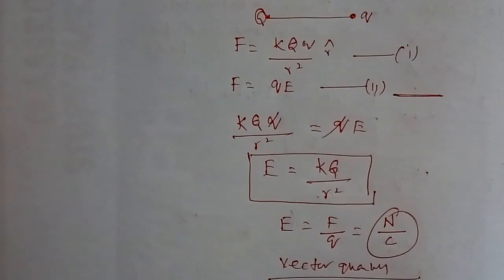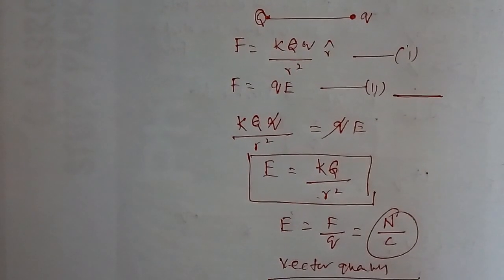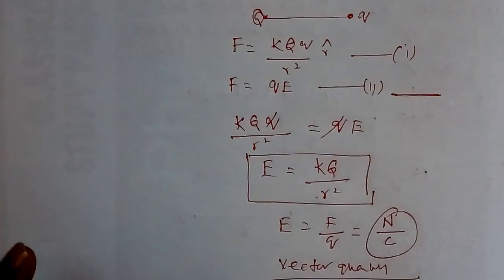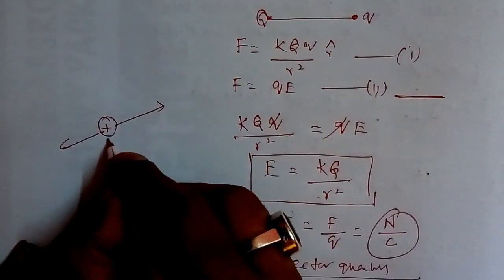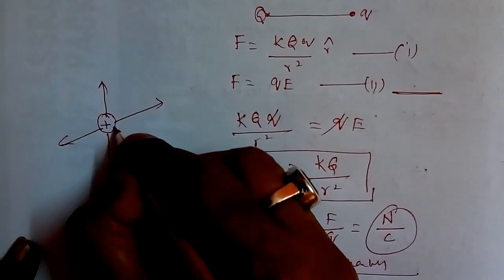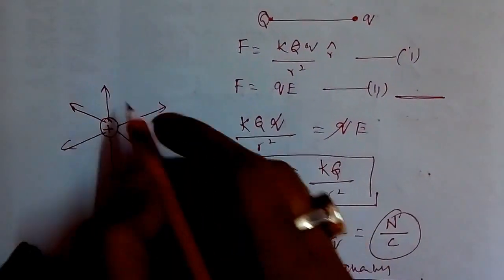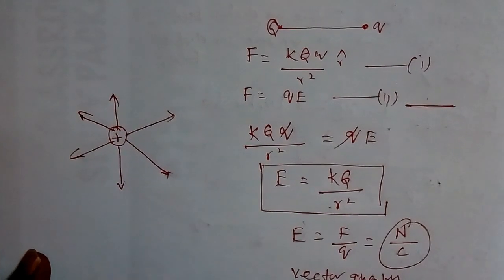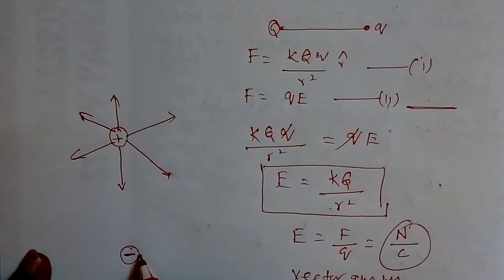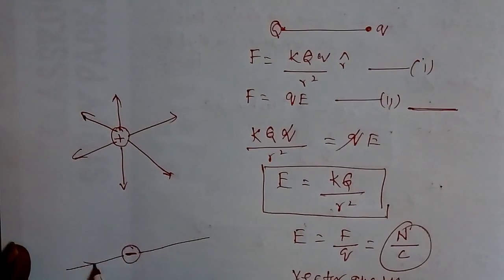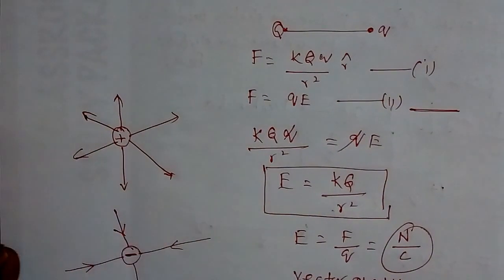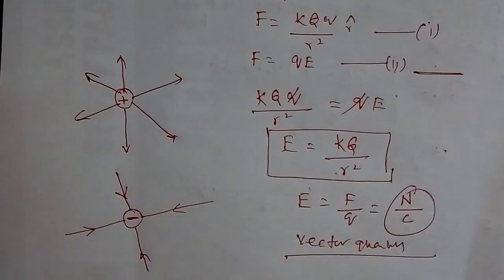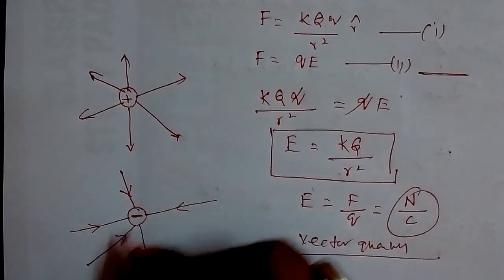Now students, we can also find out how the electric field looks like for a positive charge and how the electric field looks like for a negative charge. For a positive charge, we can draw the electric field. It is radially outward, just like this. So this is the electric field for a positive charge, and similarly for a negative charge, this electric field will be radially inward. It's just that the arrows are towards the negative charge. So this is how an electric field for a negative charge looks like.